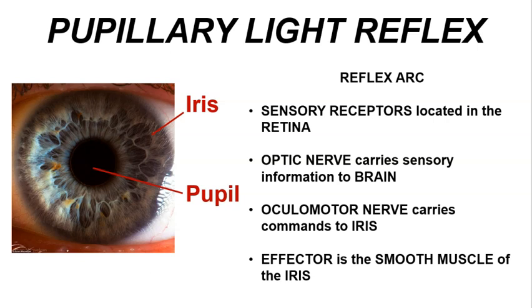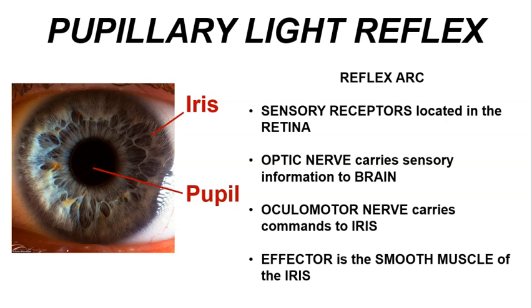So the reflex arcs control autonomic reflexes just as they control somatic reflexes. The reflex arc for the pupillary light reflex is as follows. We see that there are sensory receptors located in the retina that detect light levels, and those sensory receptors in the retina then communicate with sensory neurons in the optic nerve, which is cranial nerve number 2. And this nerve carries that sensory information to the brain.